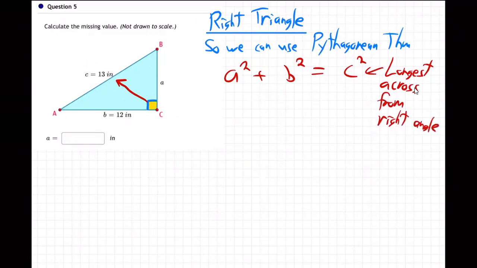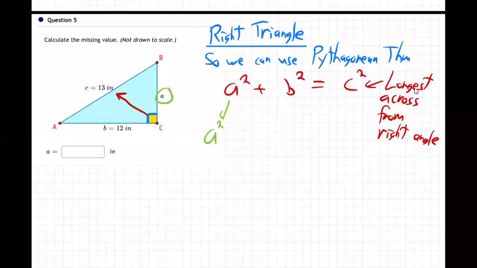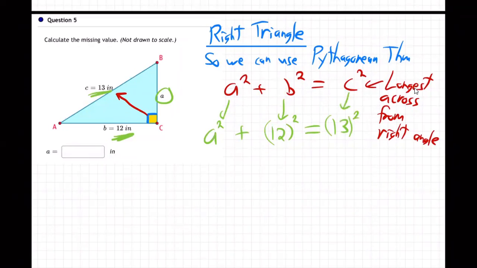Okay, so let's plug in what we've got. A, we don't know, so that's just going to stay a squared. Bring this on down. But b is 12, equals c squared. So we don't know a, and a is what they want us to find in the end. Well, we plug in b and c. And so what happens? Well, we get a squared.